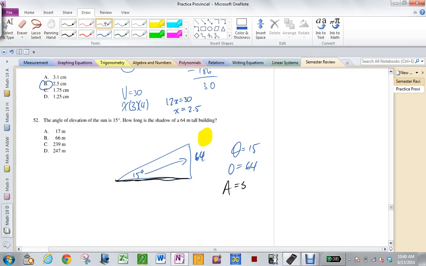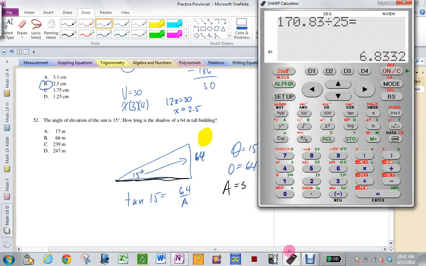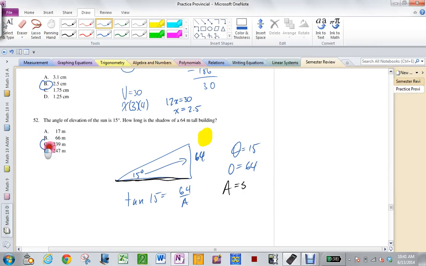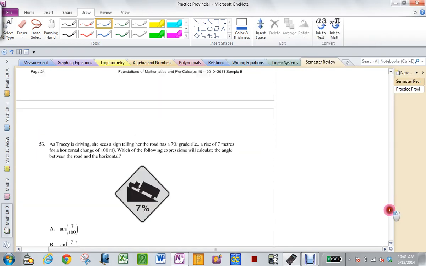So, what uses O and A? Tan. Tan 15 equals O, 64 over A. I do division, and I go 64 divided by tan 15. And I get 238.8 meters, which is 239, so it's C.